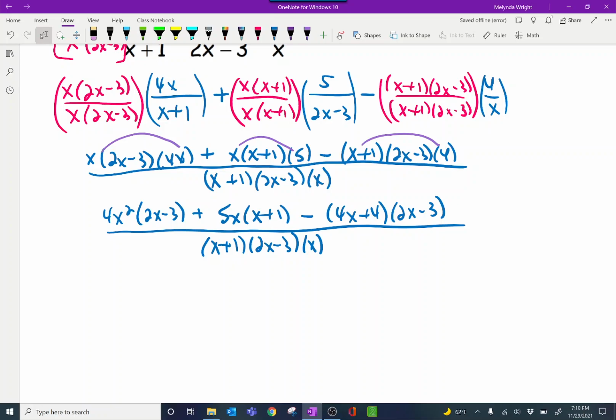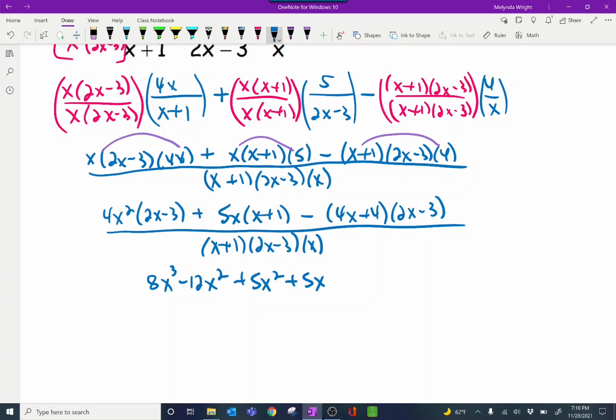So here we go. Let's work on the first little piece right here. 4x squared times 2x: 4 times 2 is 8, x squared times x is x cubed. 4x squared times a negative 3 is negative 12x squared. Great, got that one finished. Now let's work on the little middle piece. 5x times x is 5x squared. 5x times 1 is 5x.